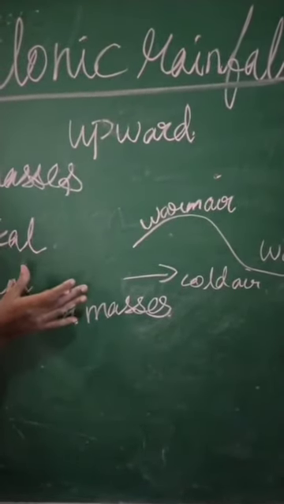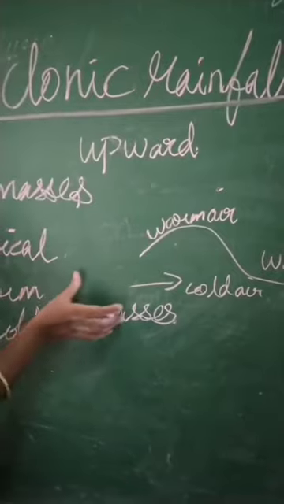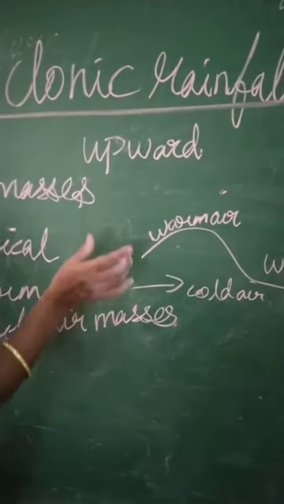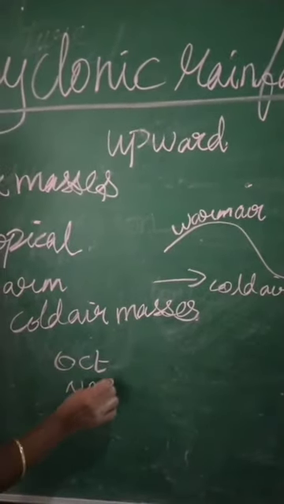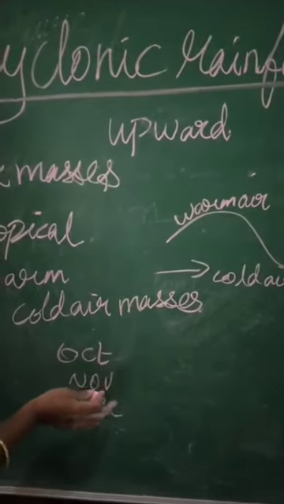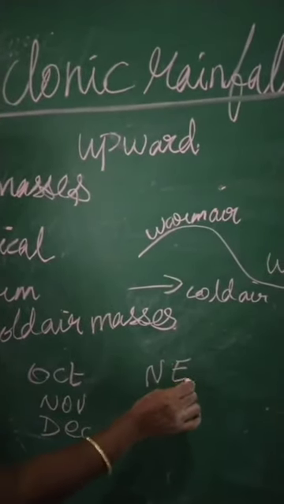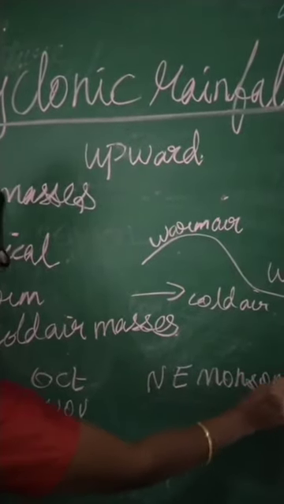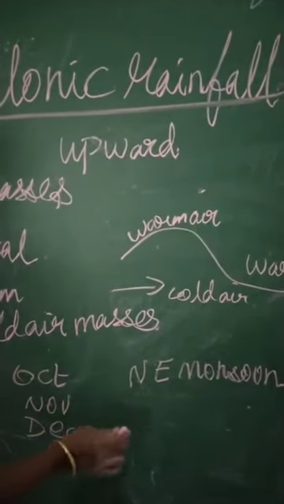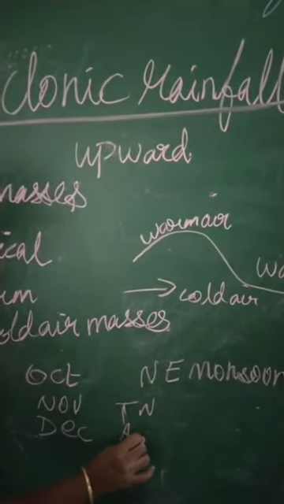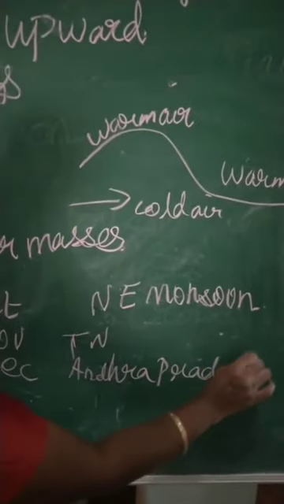Best one, for example, during the months of October, November and December, the northeast monsoon season period, a number of cyclones pass along the coast of Tamil Nadu, Andhra Pradesh and Odisha. Very important one.